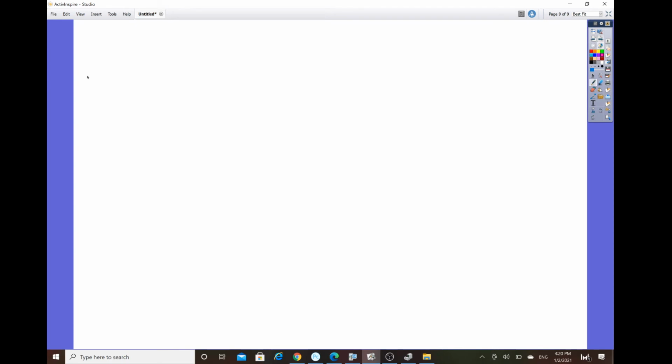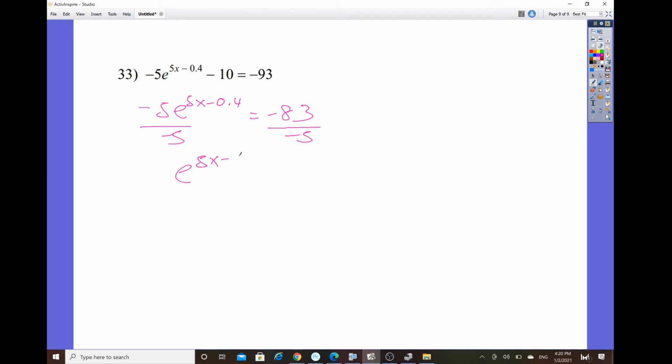Okay, so this one we can find out the real roots, not the imaginary. So now for number 33. First thing that you want to do, you always want to isolate the term with the base e. So start by adding 10 on both sides. So it's negative 83, and then divided by negative 5. So e to the power of 5x minus 0.4 equals 83 over 5.